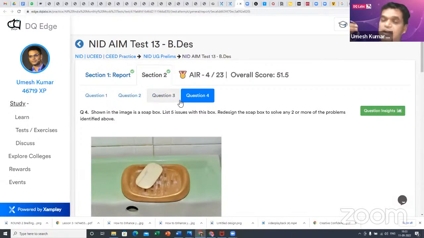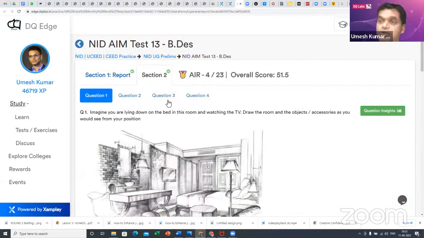If you're attempting sincerely and you want to have the marks and know where you stand, it is important that you upload all your sketches. Once we also evaluate your sketching questions, you get this AIR. Currently for this student, it is 4 out of 23, which means that 23 students have actually done all the work and uploaded. Out of that, 4 out of 23 is the rank. And then there is an overall score as well.